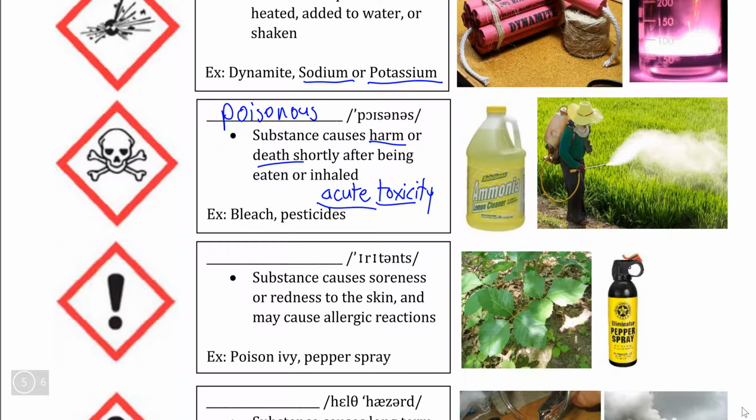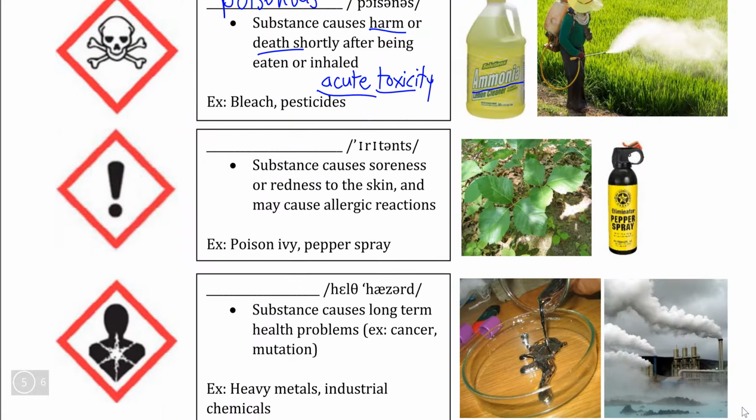In terms of common household products that are poisonous, most bleaches that are used for industrial strength cleaning, specifically ones that contain ammonia, are highly poisonous, and pesticides that are used on farms to kill bugs and weeds are also very poisonous to human consumption.